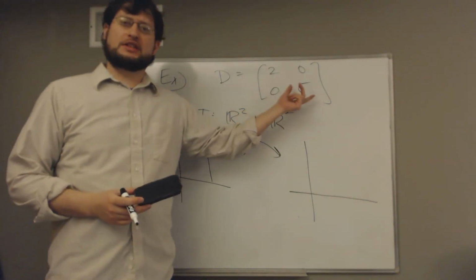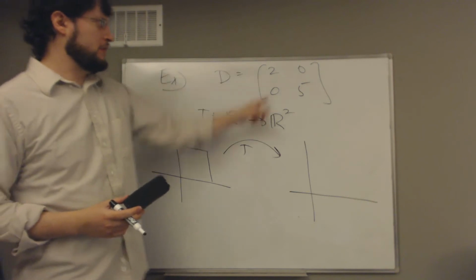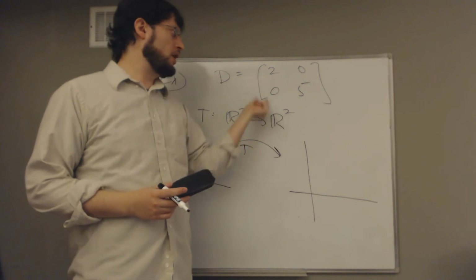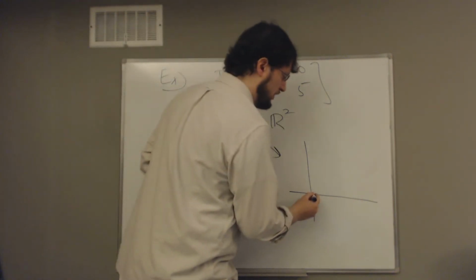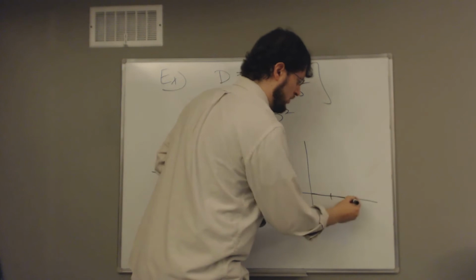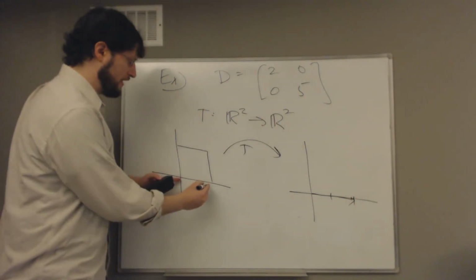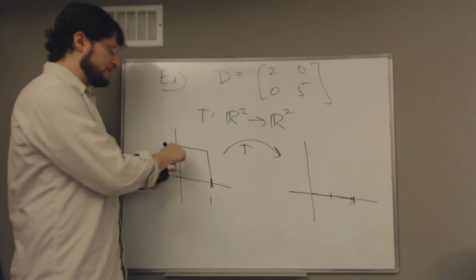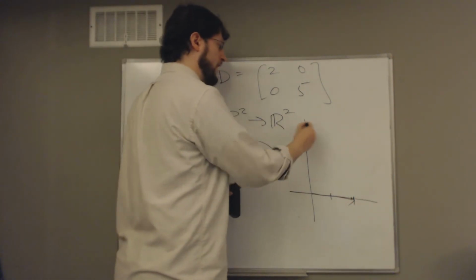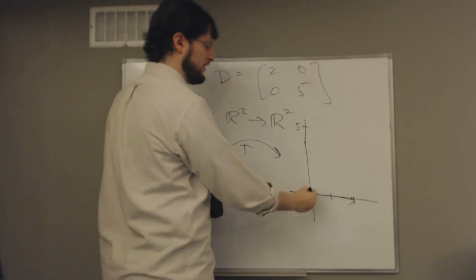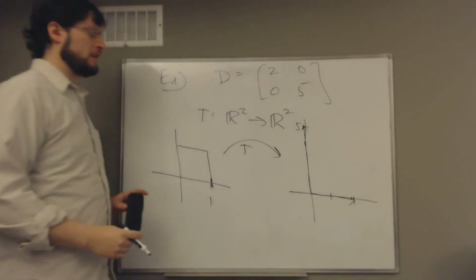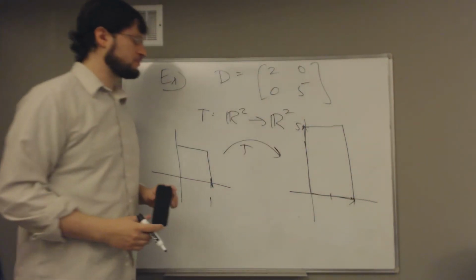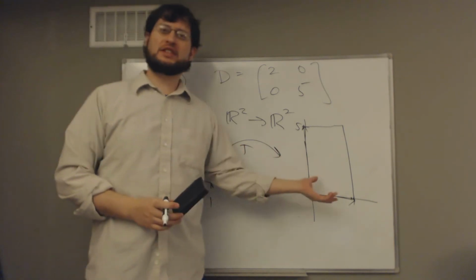Diagonal matrices are nice, because what does this really mean? Remember that this first vector here is T of E1. So E1 gets now sent to 2, 0, rather than just 1, 0. So this vector, if this is just 1, gets sent to the vector which is twice as long. The second vector gets sent to a vector which is now 5 times as long. So T of E2 is 0, 5. So this square becomes a rectangle. But that's about as nice as things could get.